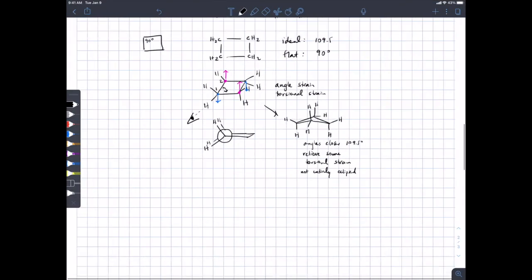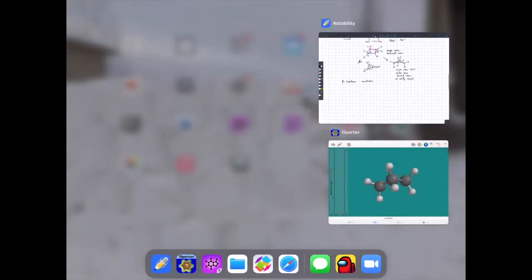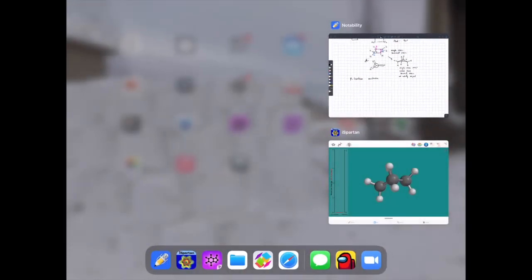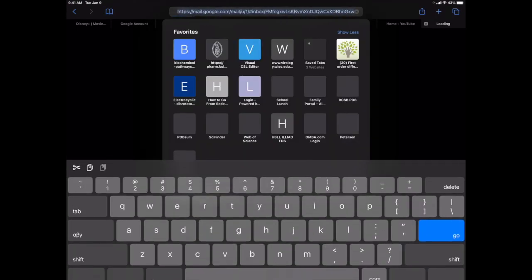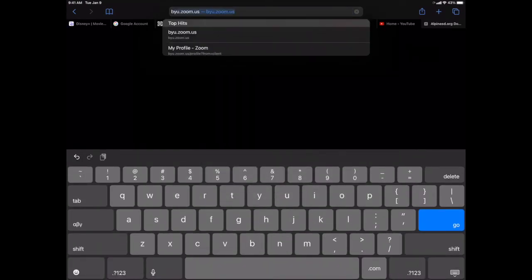So four-membered rings are found in lots of organic molecules. In fact, if you have ever taken a beta-lactam antibiotic, like, say, penicillin or amoxicillin, you have ingested a molecule that has a four-membered ring.